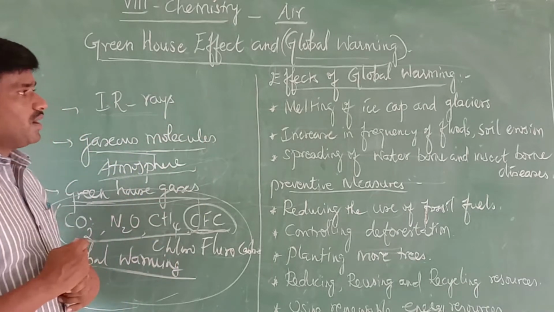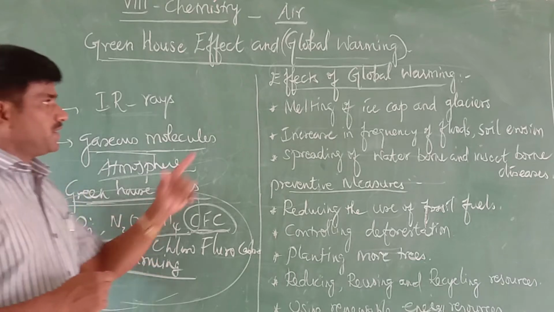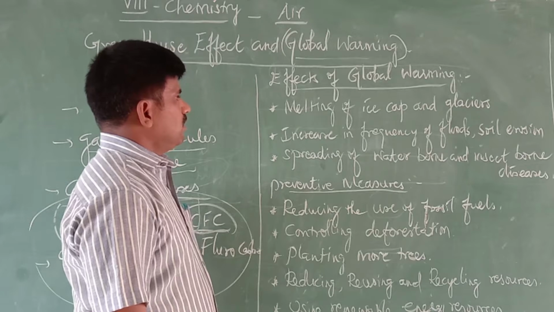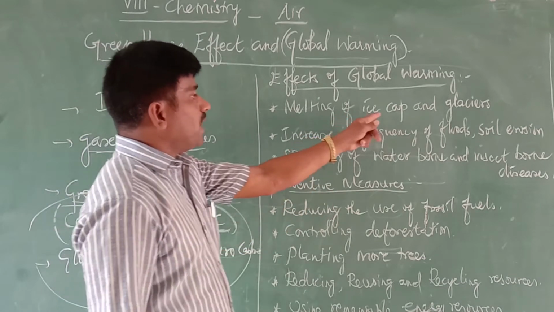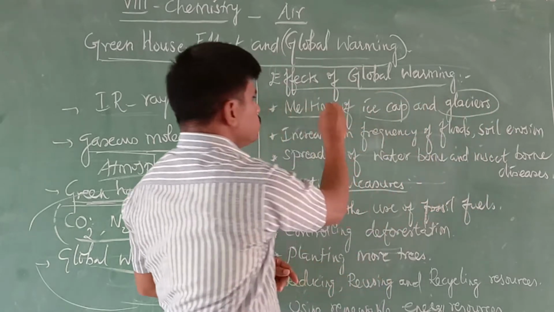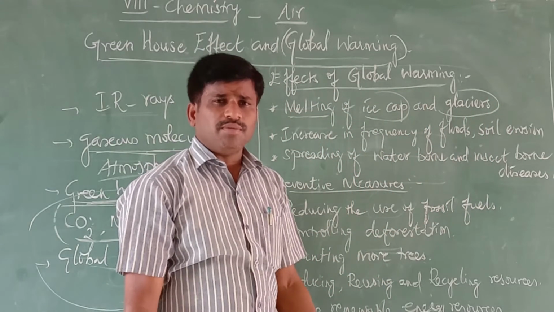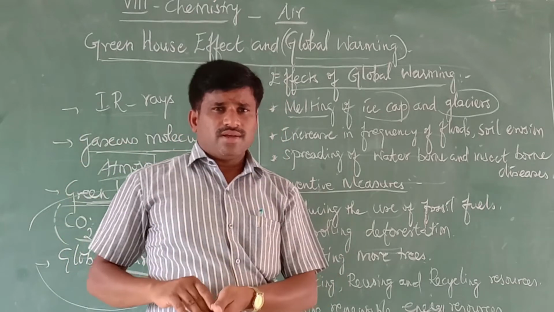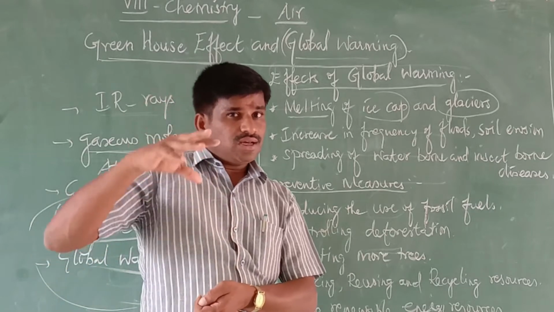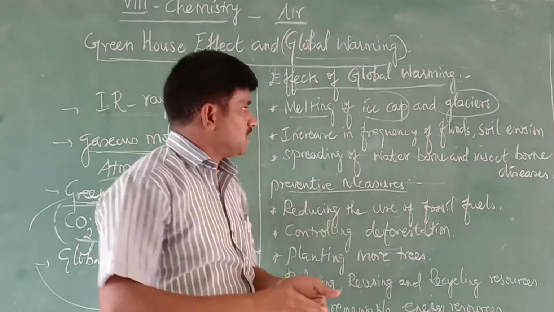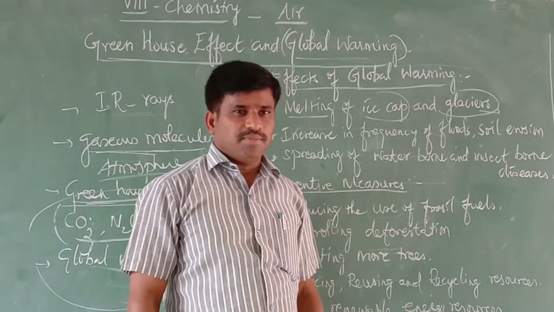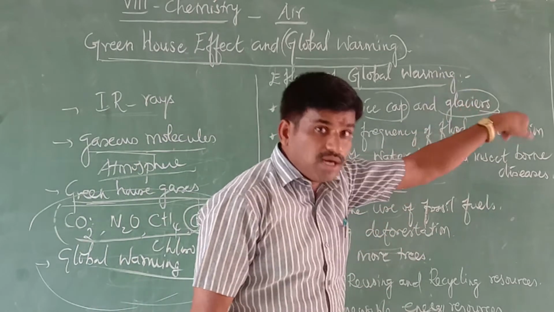Let's see what the effects of global warming are. The first one is the melting of ice caps and glaciers. You see here, the glaciers and the ice caps are going to melt, because the temperature in the atmosphere increases. Automatically, the temperature of the earth's surface also increases. Glacier means Panipari in Tamil. The glacier is going to melt.